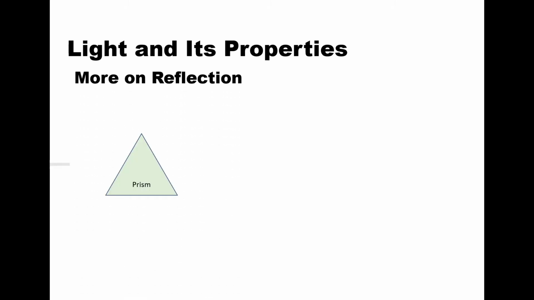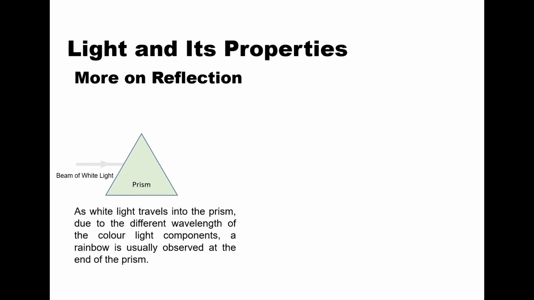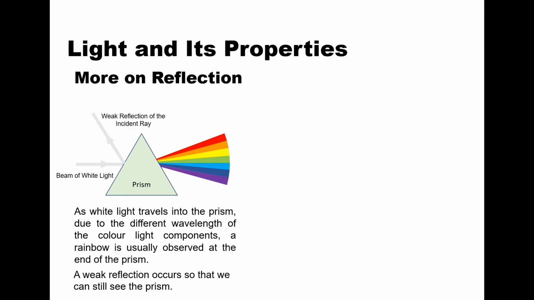Let's see more examples of reflection. When a beam of white light is shone on a transparent object, such as a glass prism, it is dispersed into its composition of colored lights. This happens due to refraction, the bending of light rays as they enter a different medium, glass, from air. Some of the light rays are also reflected from the prism, enabling us to see it.